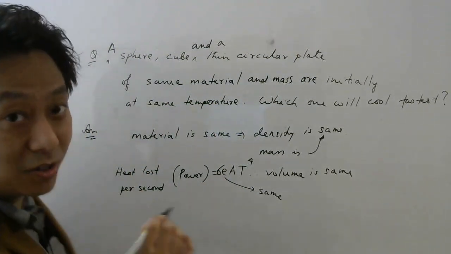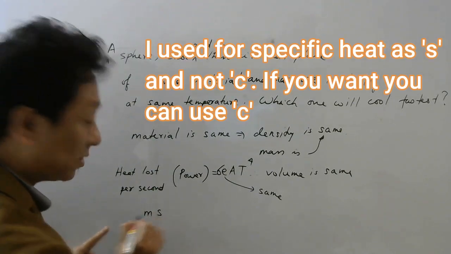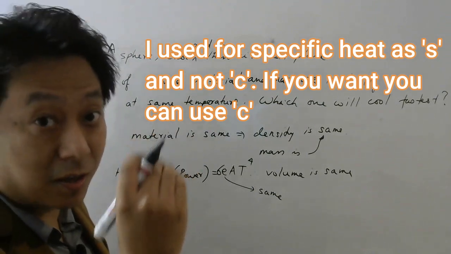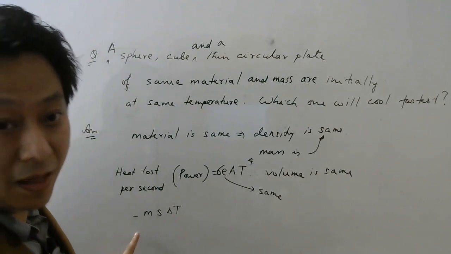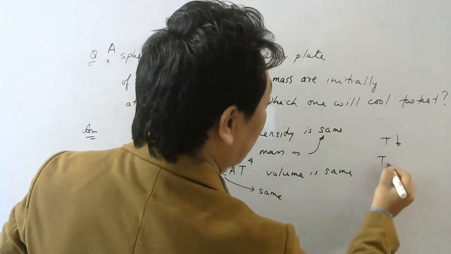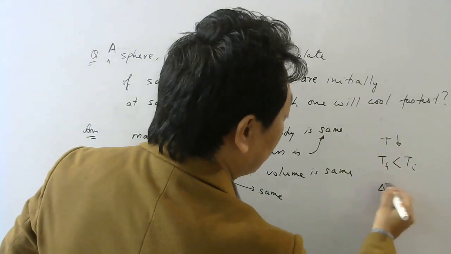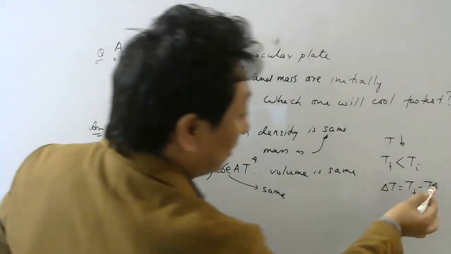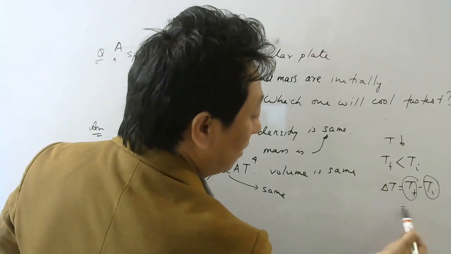So I can write heat lost according to the principle of calorimetry as mass into specific heat into the change in temperature. But since heat is lost, this change will be negative. So better to put minus. Are you clear why minus sign is there? Remember, when temperature decreases, final temperature will be less than initial temperature. So your change in temperature is always final minus initial, right? But since initial number is more than final, so less minus more will be negative.